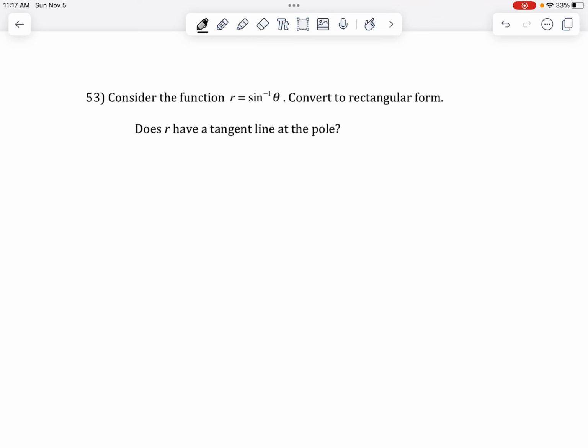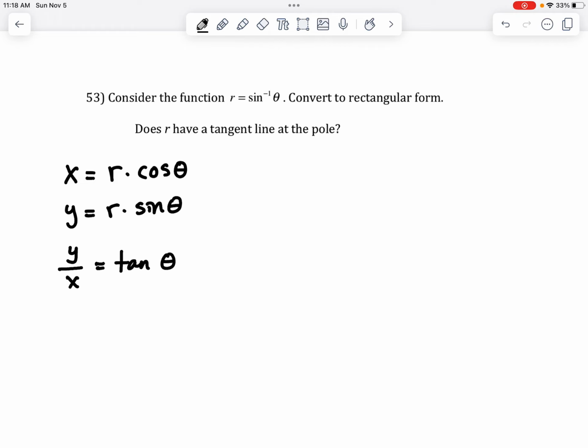Number 53 has an interesting polar function. r is equal to sine inverse of theta. So when converting between rectangular and polar, we've got formulas like x is equal to r cosine theta, y is equal to r sine theta. We also have y divided by x is equal to tangent of theta. And then there's the old x squared plus y squared equals r squared.